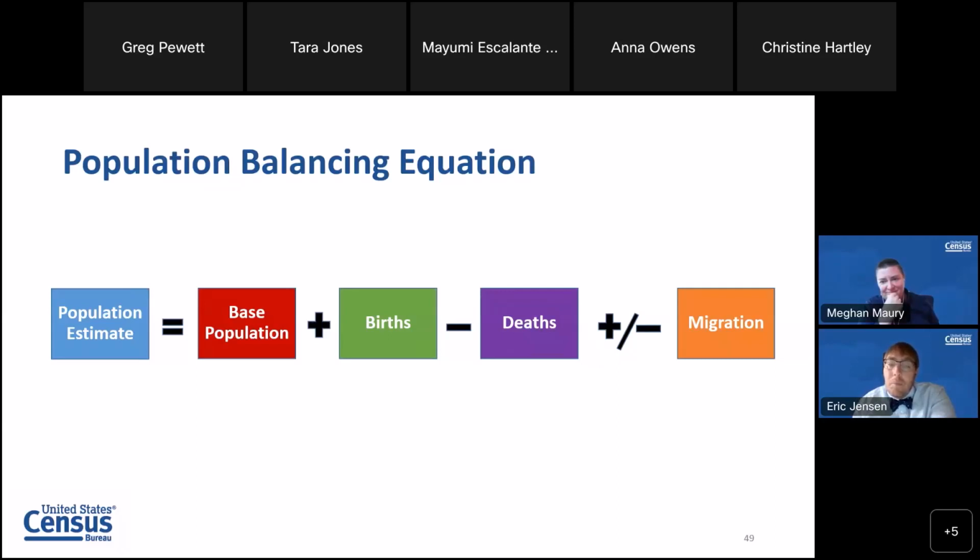So now I'm going to walk through the different components of population change and focus on the administrative data that we use to produce each one. Let's start with births. Next slide, please.